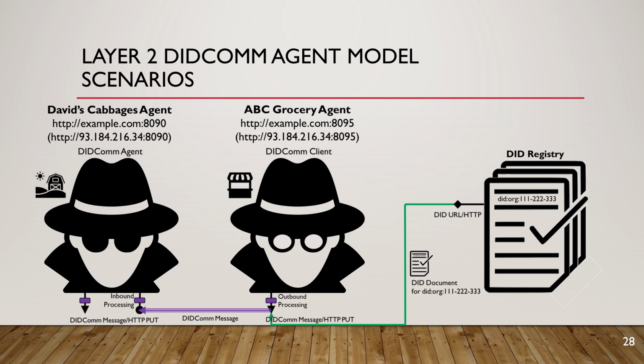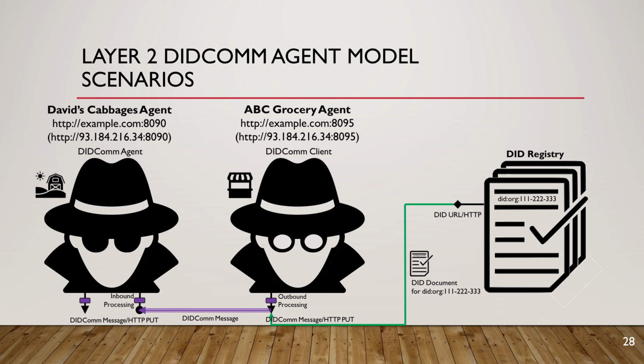And of course, we just use what we've learned from layer 0 and layer 1. Layer 0 says we're just going to use REST over HTTP. Layer 1 says we're going to use DID addressability, so we have a DID registry, the same DID registry that we had before. David's Cabbages, in this case, has a DID of DID:org:111222333.